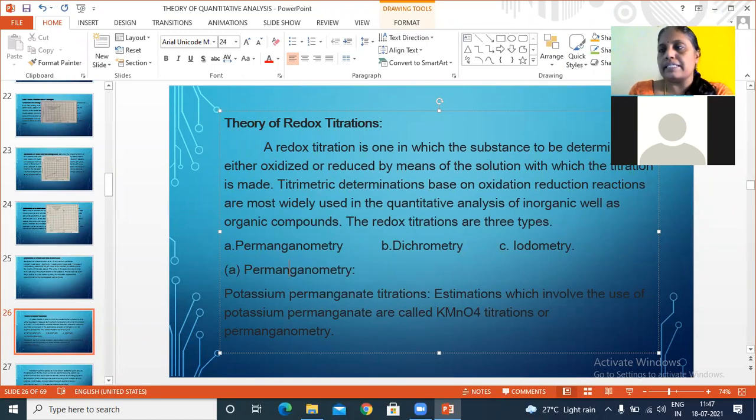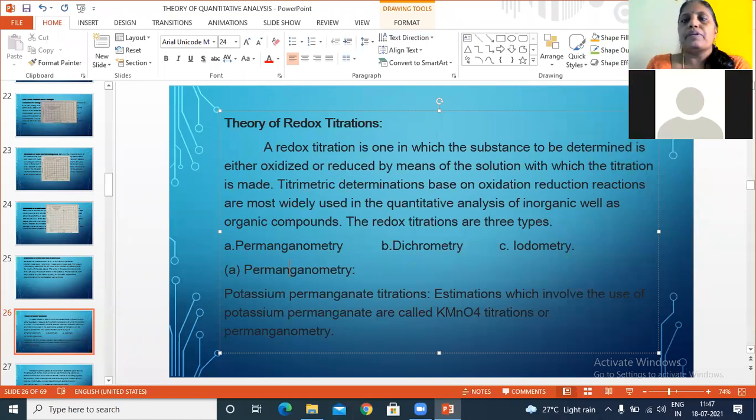A redox titration is one in which the substance to be determined is either oxidized or reduced by means of the solution with which the titration is made. So what is a redox titration? It is a titration in which the substance to be determined is either oxidized or reduced by means of the solution with which the titration is made.